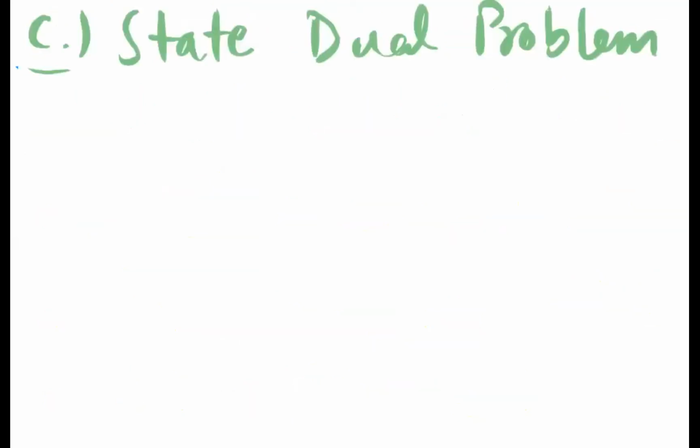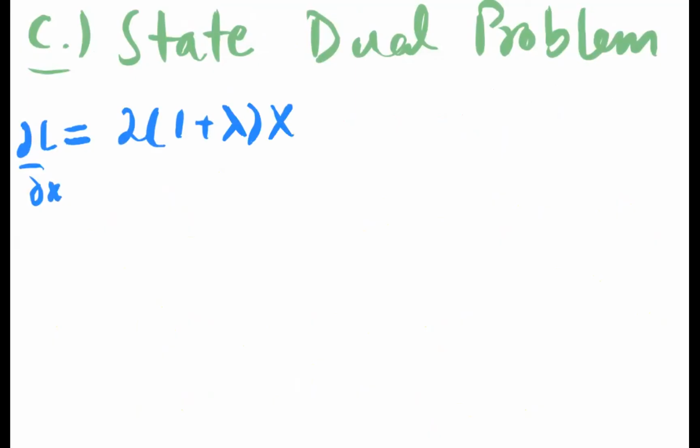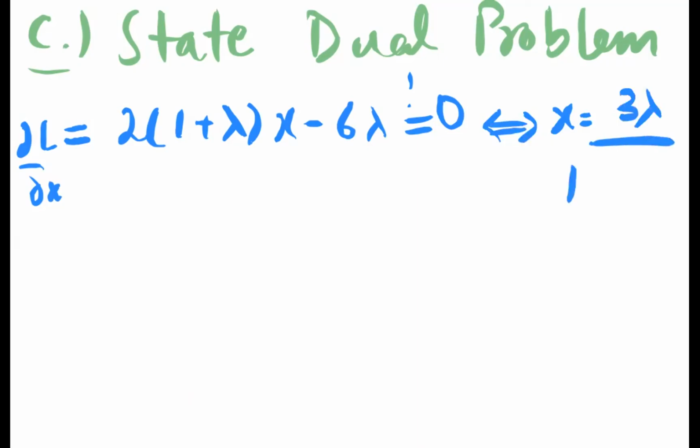Okay, so I'm just rewriting it for the sake of completion. 2x plus 2 lambda x minus 6 lambda, this should be equal to 0, right? And then you can easily solve this and find out that 3 lambda over 1 plus lambda should be the infimum value. Everybody understood this?